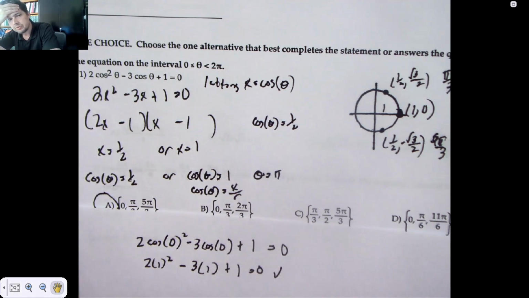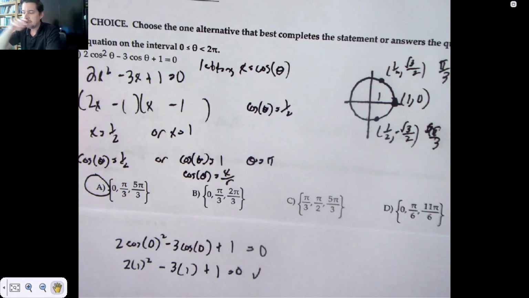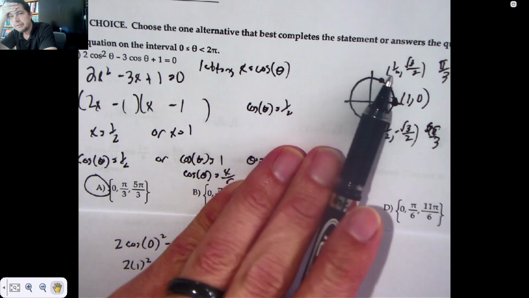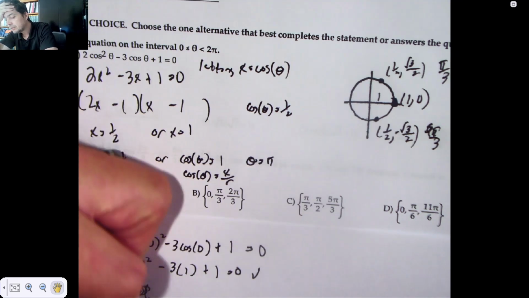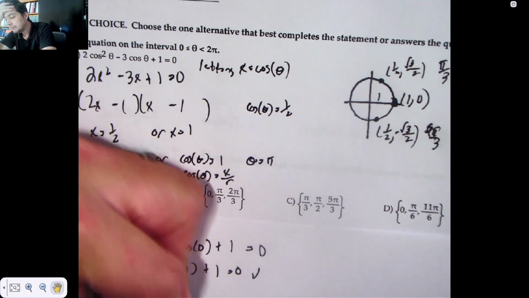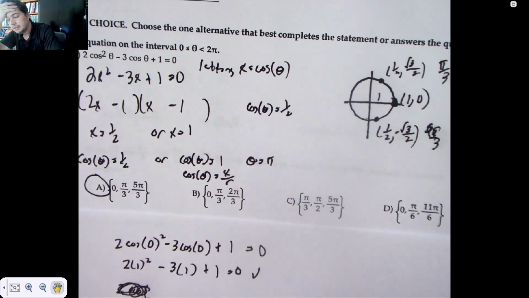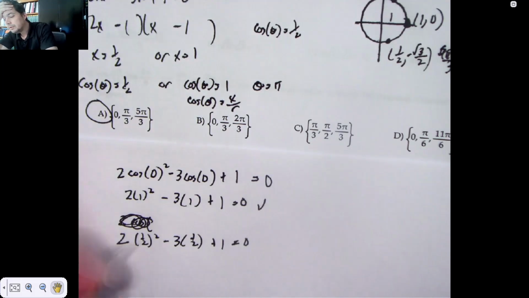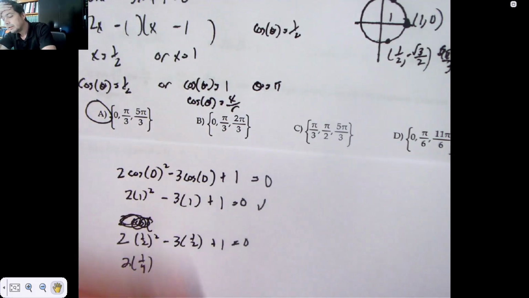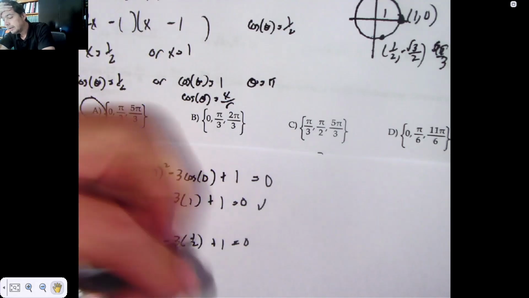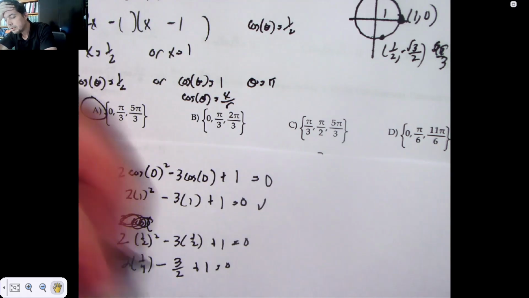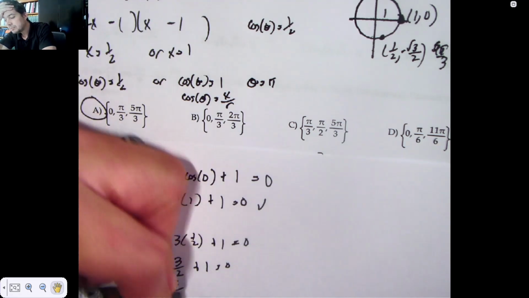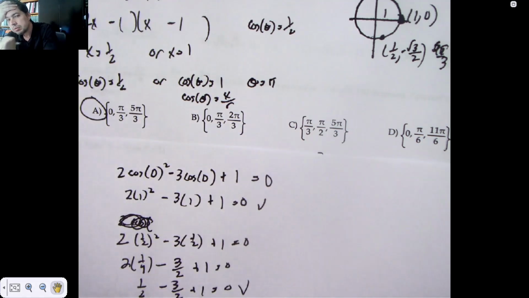You can plug in answer choices, kids. You start talking about pi over 3, you go here. That's pi over 3. The x value is a half. 2 times the cosine, 2 times a half squared minus 3 times a half plus 1 should be 0. Well, that's going to be a quarter. You square a half, you get a quarter. Minus 3 halves plus 1 should be 0. And it is because 2 times a quarter is a half. You have a half minus 3 halves plus 1, and by God, that is 0. You could have just plugged in answers.